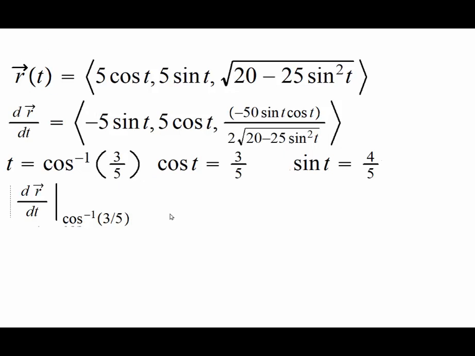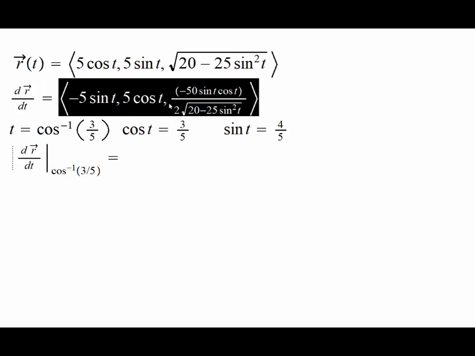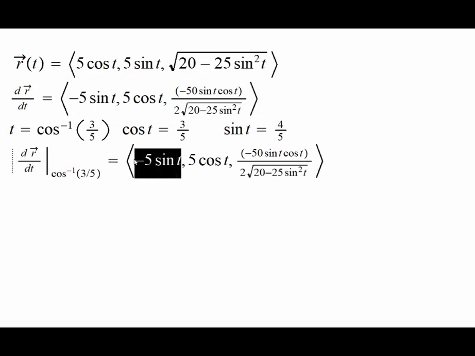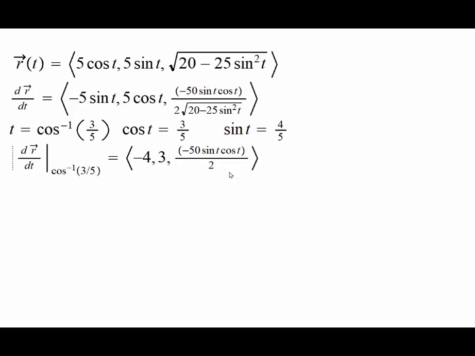I think we don't have to have the font sizes that large. So if we take sine t as 4 over 5, then this quantity is negative 4. Cosine is 3 over 5, so that will be plain and simple 3. Sine is 4 over 5, so this quantity would be 20 minus 25 times 16 over 25. That will just become the square root of 4, that is, this would be times 2 here, and in here what will happen?